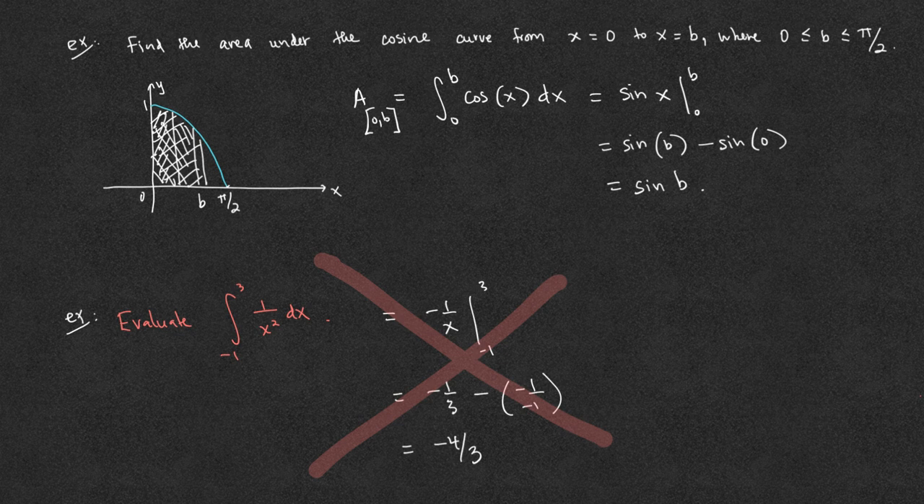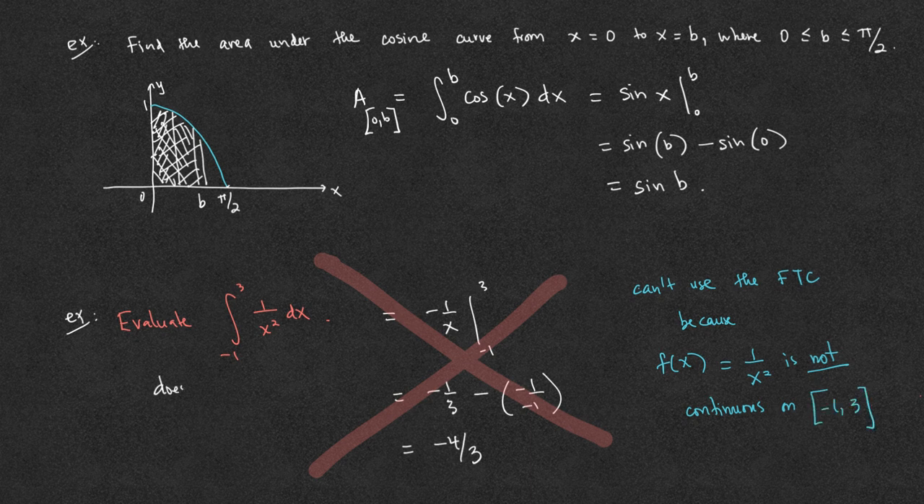This is wrong. We cannot use the fundamental theorem of calculus in this case because the function f of x equals 1 over x squared is not continuous on the closed interval -1 to 3. Notice that 0 is included in this interval -1, 3, and so this function is not defined at 0. We say that this definite integral does not exist.